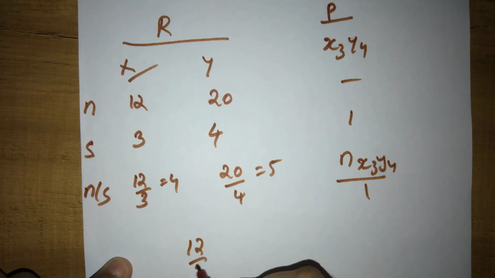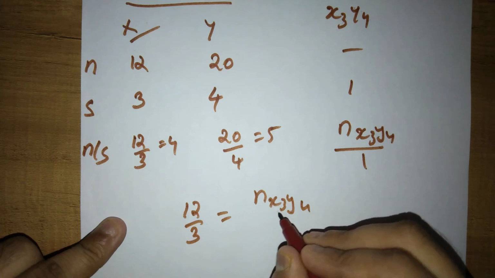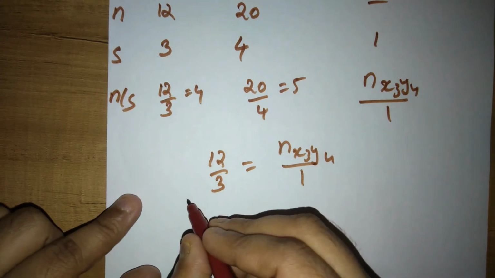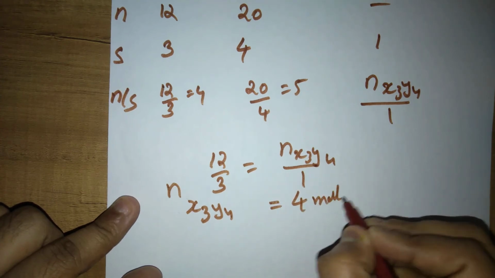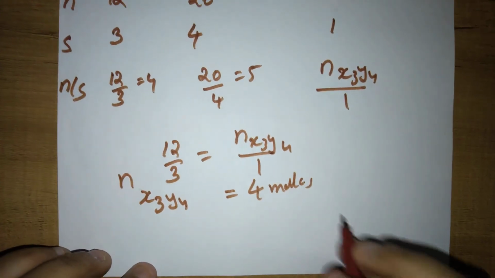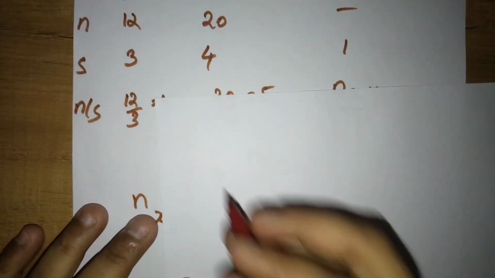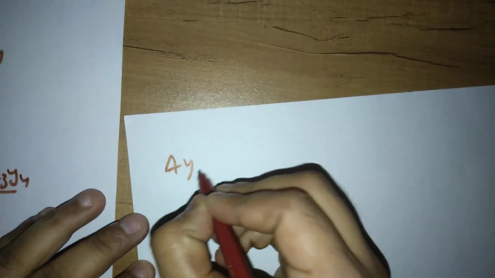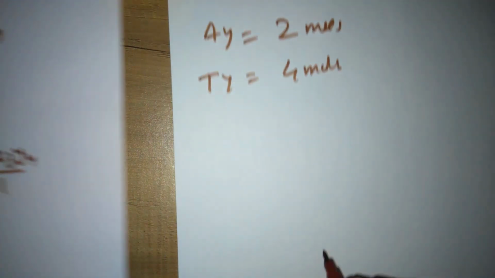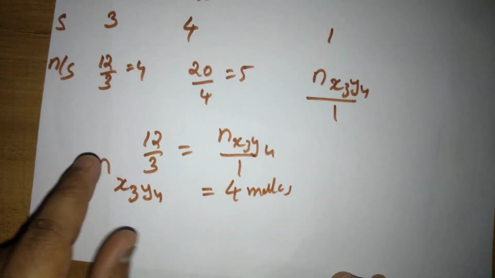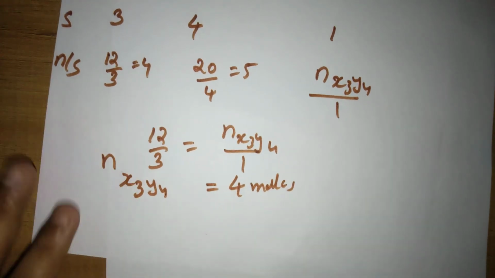So 12 by 3 equals n of X3Y4 by 1. Then n of X3Y4, the number of moles of X3Y4 theoretically, equals 4 moles. So this is the theoretical yield, and that is the actual yield. Actual yield is 2 moles. Theoretical yield is 4 moles. Just check once more: 12 by 3, then cross multiplication, we get n of X3Y4 equal to 4 moles. What is the percentage yield?